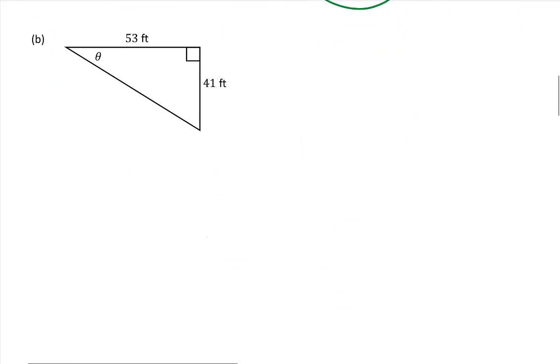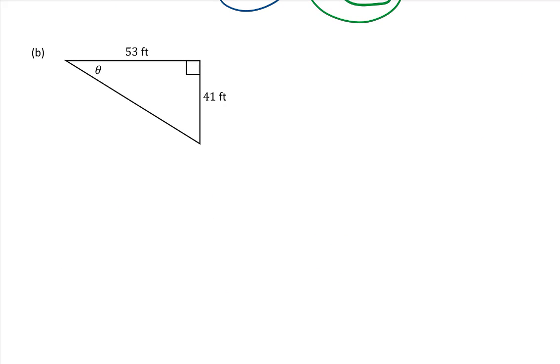So let's keep on trying this. Our angle of focus is right here, it's theta. Let's label this A, B, and C. We have side B, and we have side A this time. Since our angle of focus is A, here is our opposite to angle A. 53 feet this time is adjacent to angle A because it's right beside it. We know it's adjacent because this is our hypotenuse.